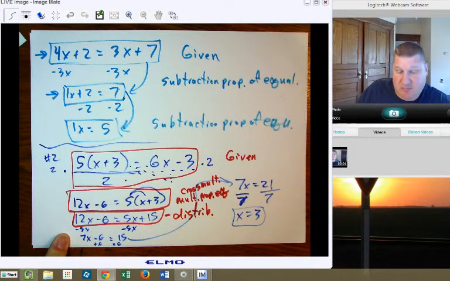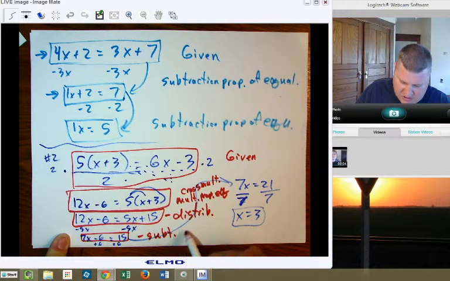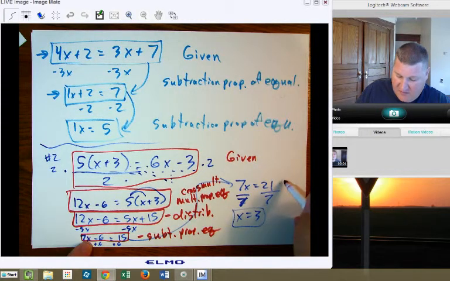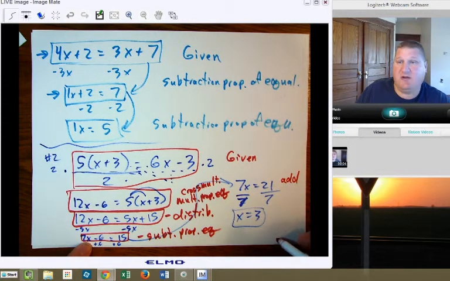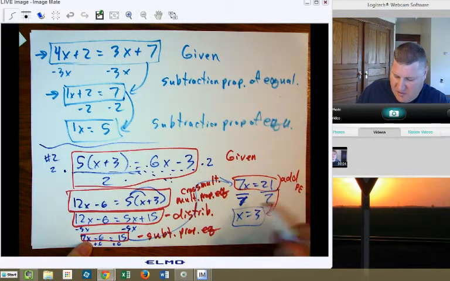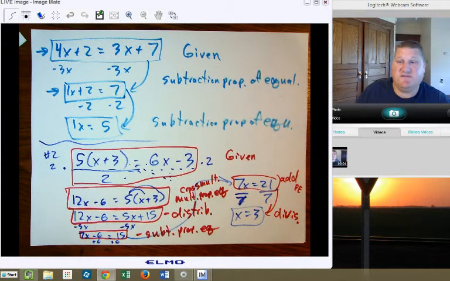We use the distribution property. Now to move from here to here, we subtracted 5x, so that's going to be subtraction property of equality. And finally, to add 6 to both sides, that would be addition property of equality, APE. And finally, to get from here down to here, we divided both sides by 7, so that's going to be division. And with division, we are done.